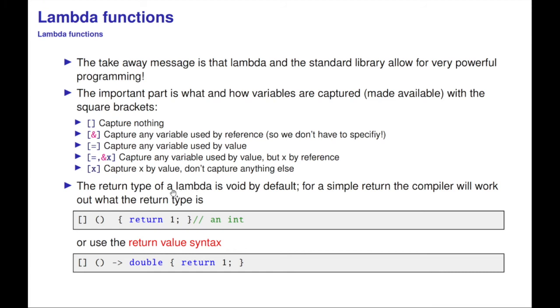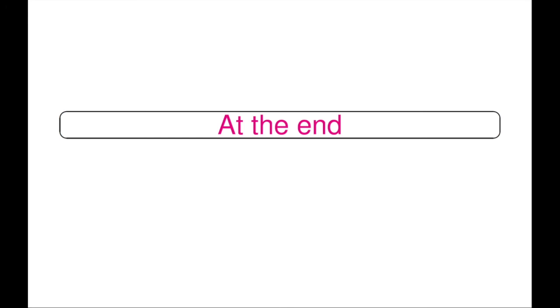The return type of a lambda is void by default. So if you don't say what the return type is, for a simple return, the compiler will work out what the return type is. So return 1, it returns an integer, or you can also use the return value syntax where I use an arrow notation double. So this says it returns a double, and then if I return 1, it will actually return 1 cast as a double. Okay, that's what I've got to say about lambdas. There's much more to say about lambdas, don't worry, but it's up to you to read up on some of these advanced features.